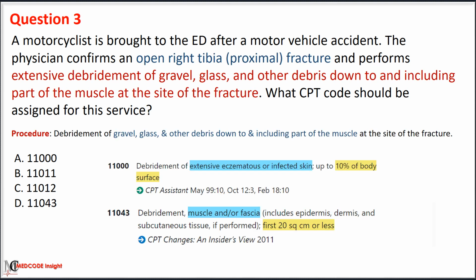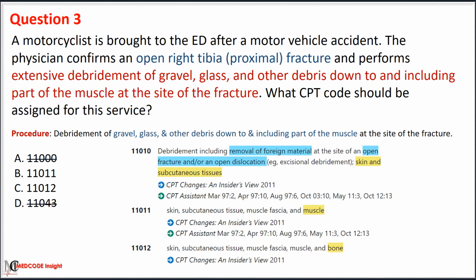Our first step is to determine the type of the debridement performed. In this scenario, we are dealing with debridement of an open fracture. Based on type of the debridement performed, we can eliminate option A, which is code 11000 for debridement of dead tissue in the skin based on percentage of the body. We can eliminate option D, which is code 11043 for the debridement based on depth and surface area.